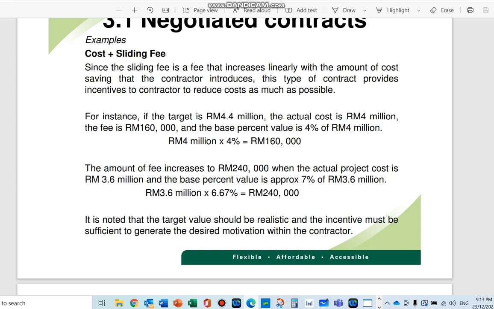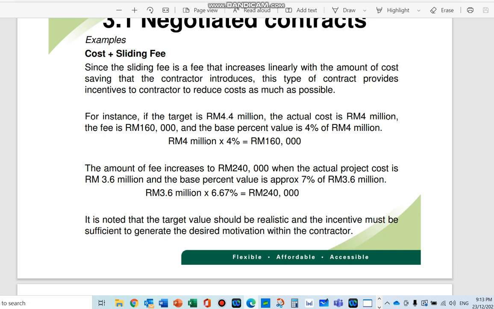And if you save even more from the target cost, you get a higher percentage, and then you get more. So this is like a scale that you set first, a sectioning of the cost that you can save, and this is how much you're going to get.